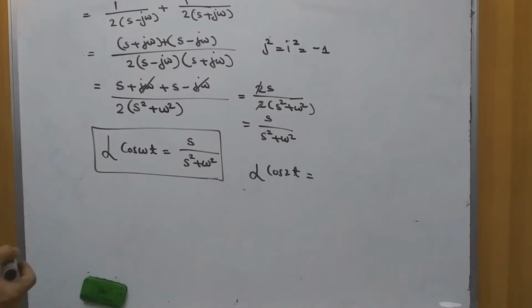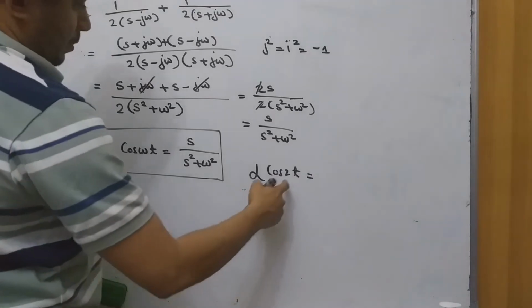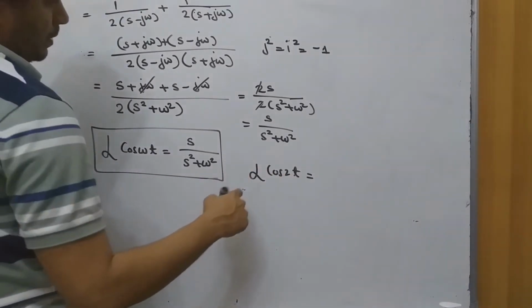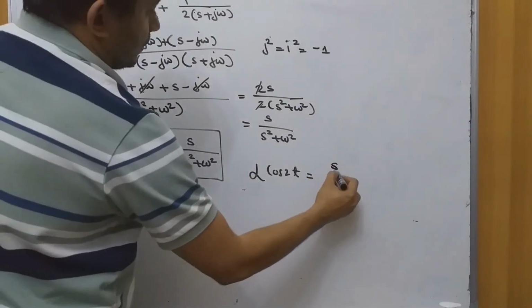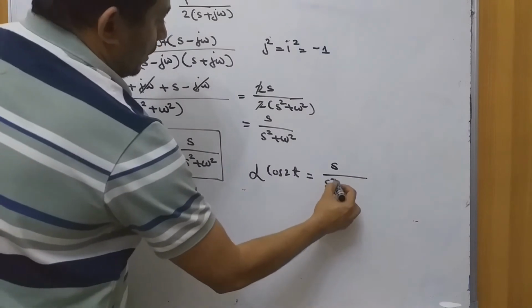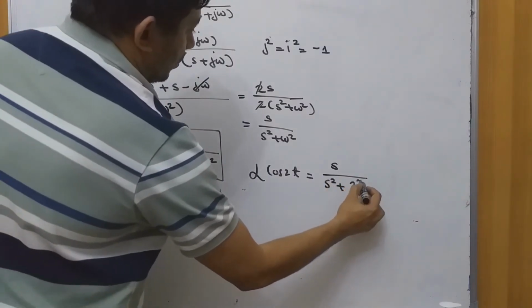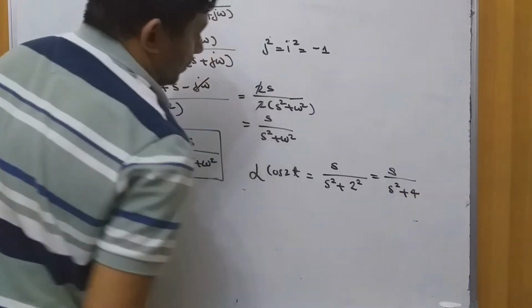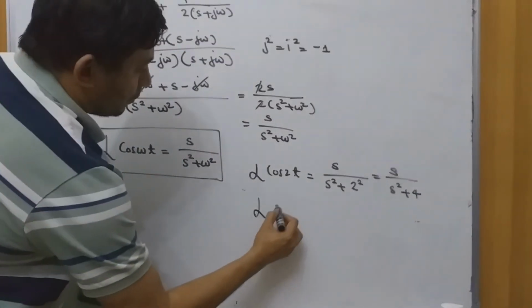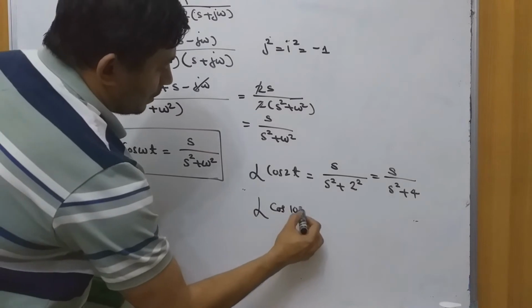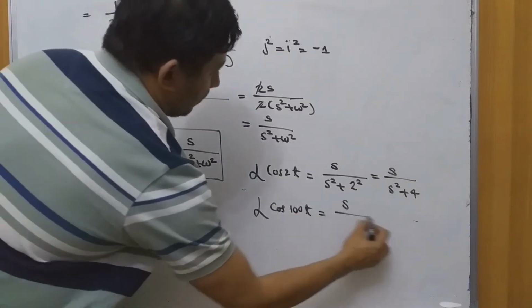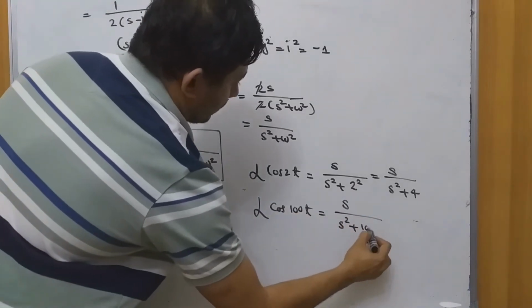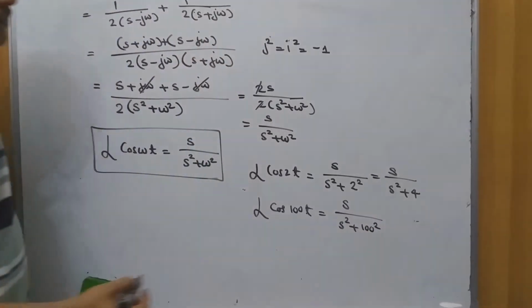So what is the Laplace transform of cos 2t based on this equation? Here 2 stands for omega, so the answer is s divided by s square plus 2 square, which is nothing but s divided by s square plus 4. Similarly, the Laplace transform of cos 100t is s divided by s square plus 100 square.